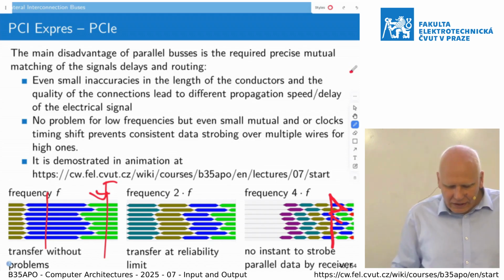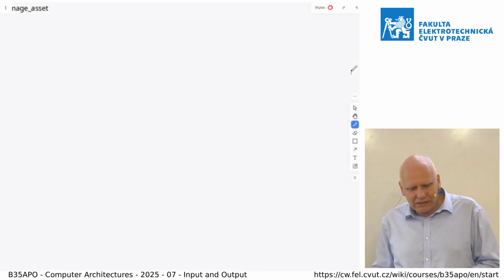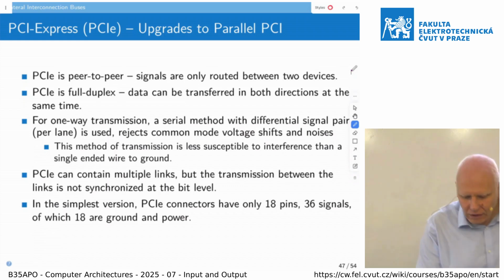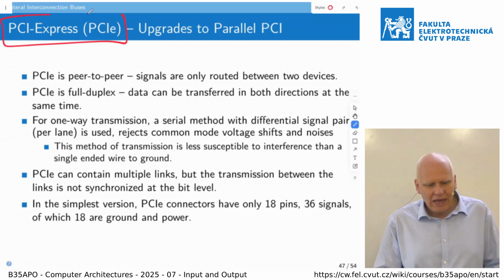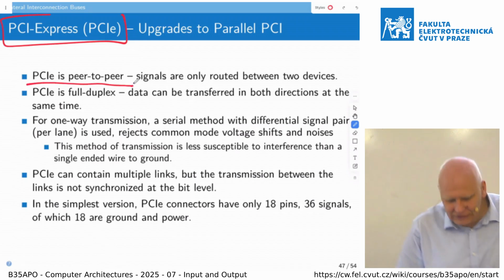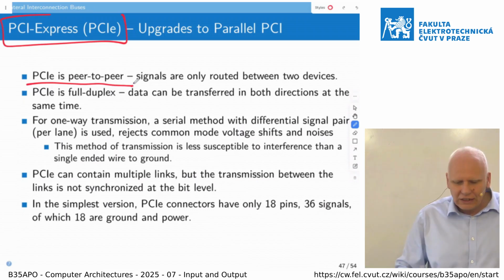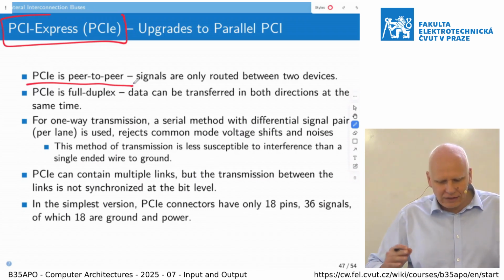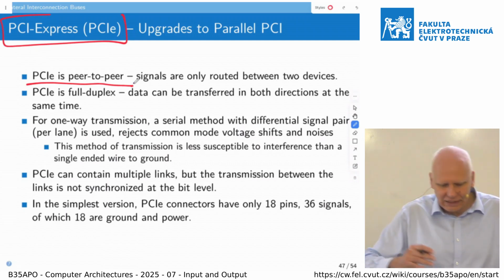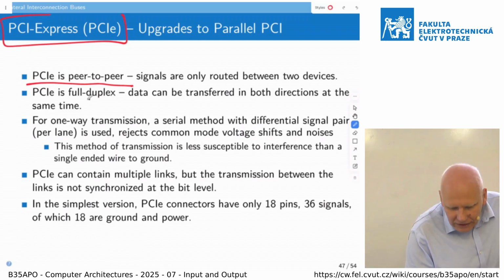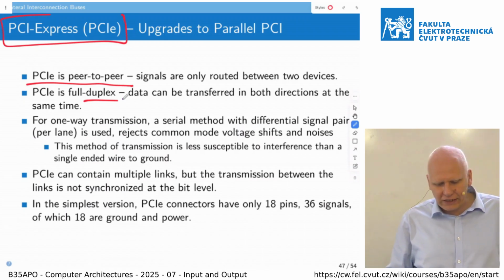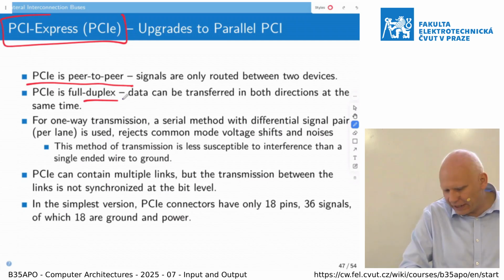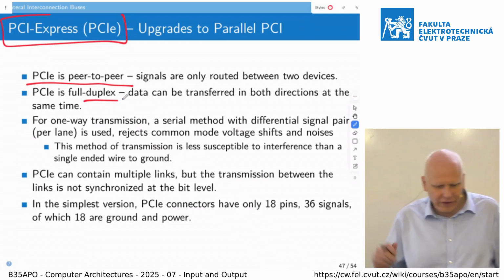So basically the parallel buses have this problem, and this is the reason why the new standard, PCI Express, has been designed. On the physical level it is peer-to-peer communication, so signals are routed only between two devices, or a device and a switch. It is full duplex, so you can communicate in both directions at the same time. For example, you can send a reply to a previous read operation and accept new write data and so on.